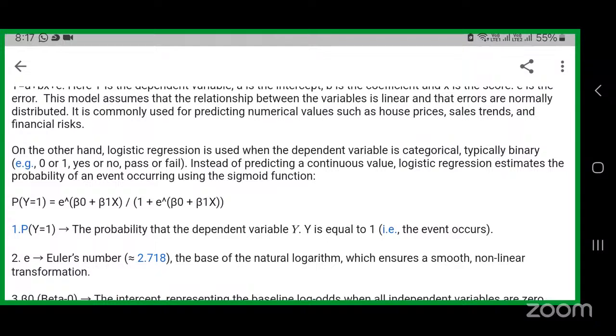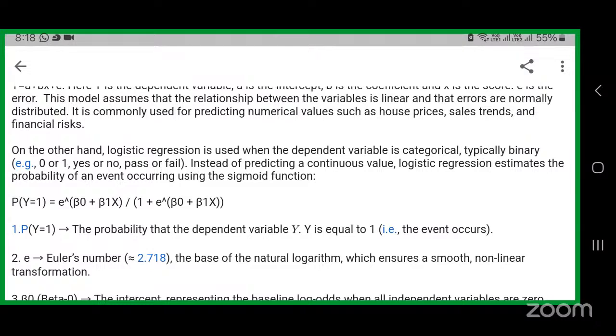On the other hand, logistic regression is used when the dependent variable is categorical, typically binary, for example, 0 or 1, yes or no, pass or fail. Instead of predicting a continuous value, logistic regression estimates the probability of an event occurring using the sigmoid function. In the earlier class, I discussed the sigmoid function, that is the S pattern we get.